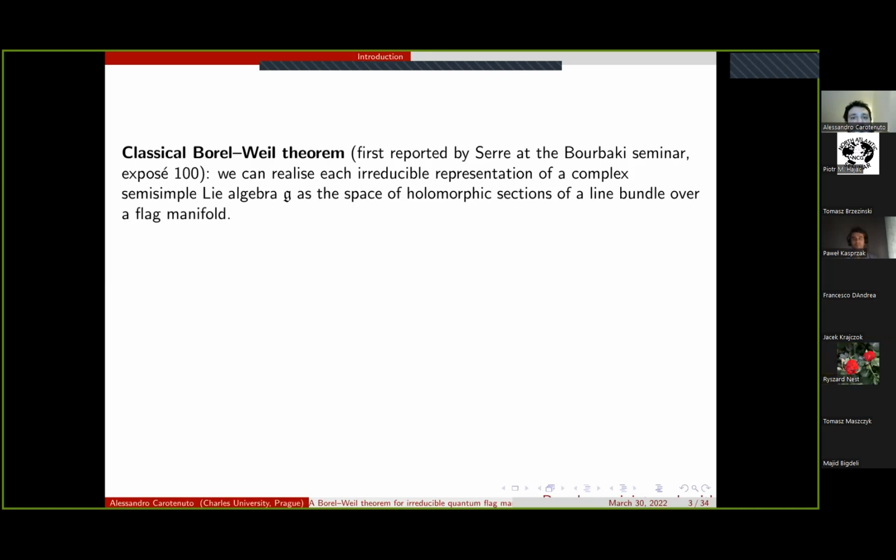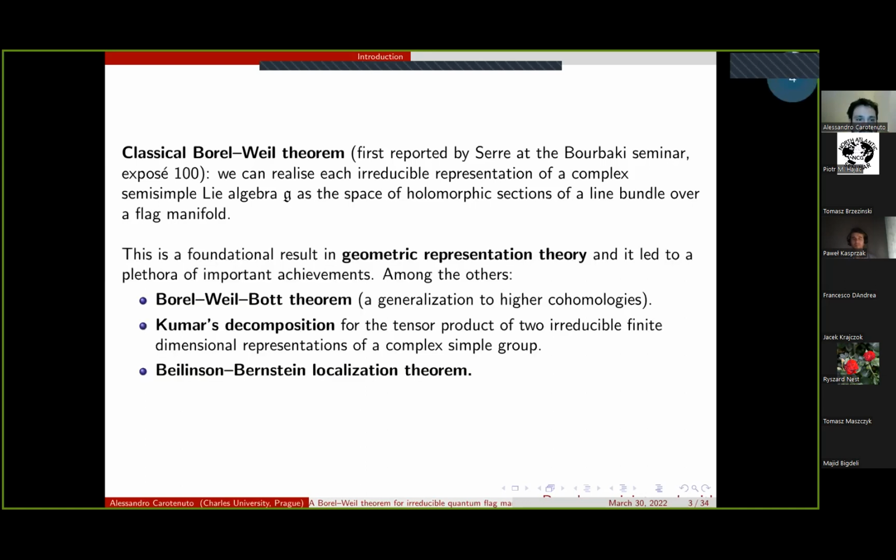This theorem was attributed to Borel and Weil and reported for the first time by none other than Serre during the Bourbaki seminar, the 100th Bourbaki seminar to be precise. This theorem allows us to realize each representation of a complex semi-simple Lie algebra as the space of holomorphic sections of a line bundle over a flag manifold, which is none other than a homogeneous space for the Lie group corresponding to the Lie algebra.